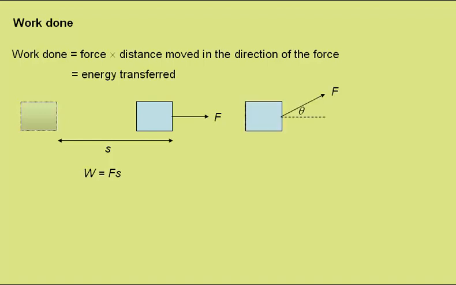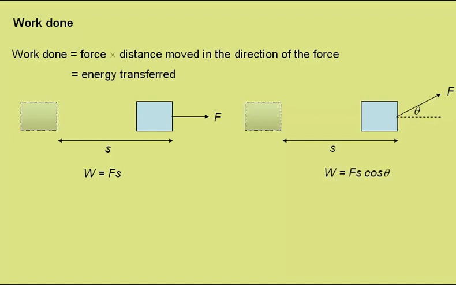If the force is at an angle theta to the motion of the box, like this, we could resolve the force and find that the component of the force in the direction in which the object moves would be F cos theta. And so, as the object moves, the work done will be given by Fs cos theta, the F cos theta being the component of the force in the direction of the displacement s.